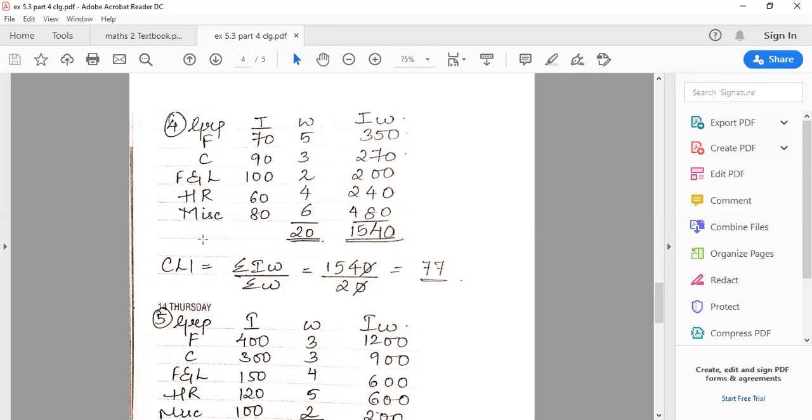So in this way, you will put the next formula of CLI. Now this time in CLI, you won't write multiply by 100. So the only formula for family budget method is summation IW upon summation W. So there is no need to write into 100 over there. Okay. So 1540 upon 20, answer is 77.